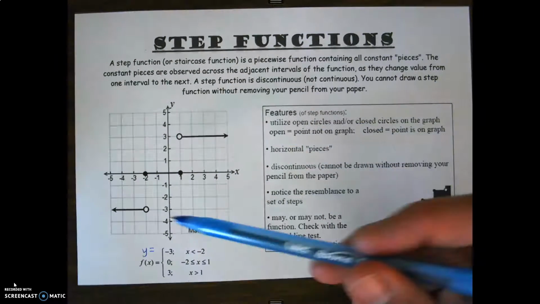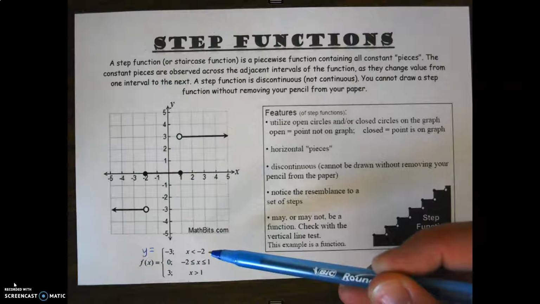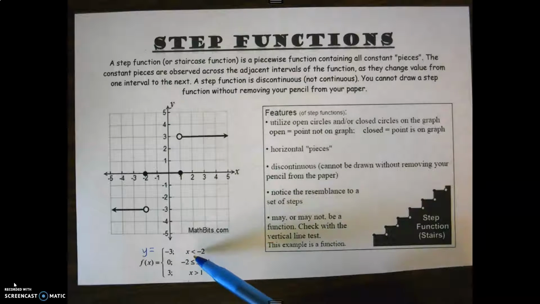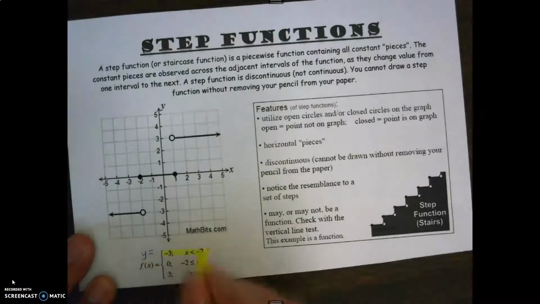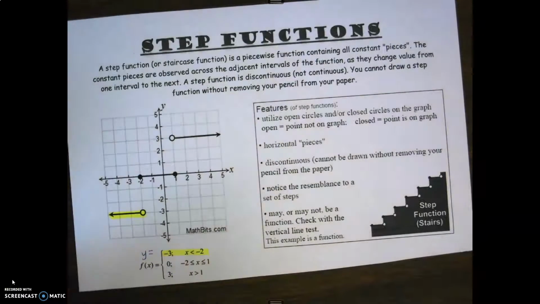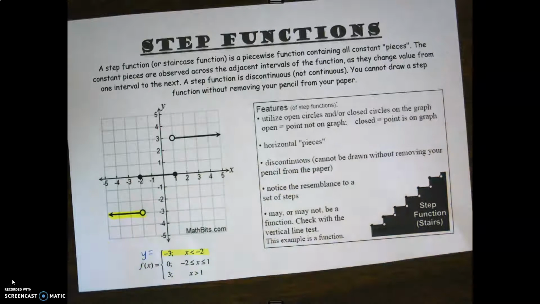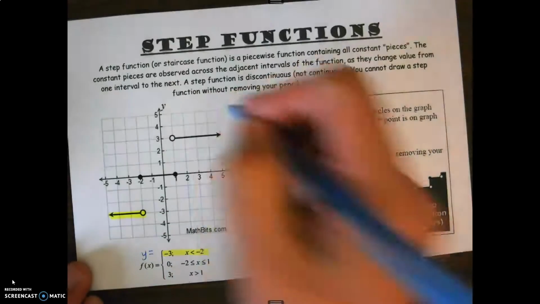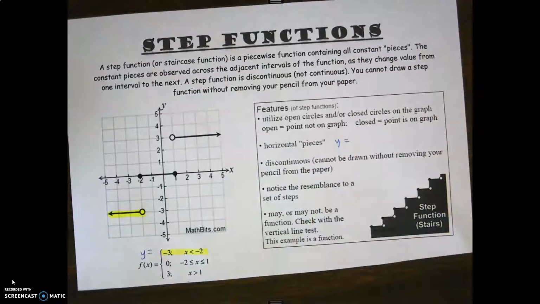So you have a function y equals -3 when x is less than -2. Keep in mind this would be an open circle at -2, and it would be y equals -3 for everything to the left of -2. So this part of the piecewise would be that graph. Just remember that any y equals a number is always a horizontal piece. So y equals 3 would be a horizontal line at 3.